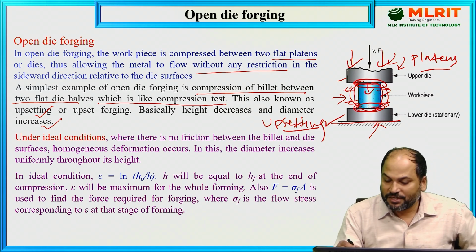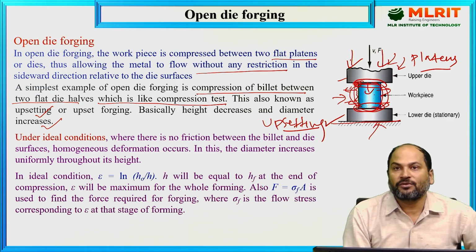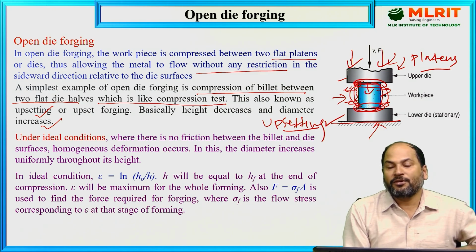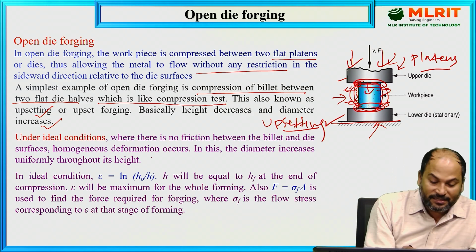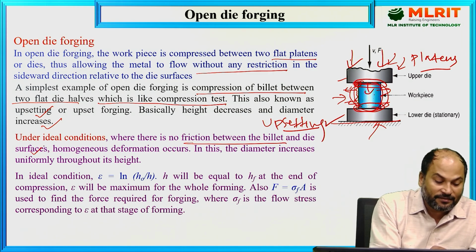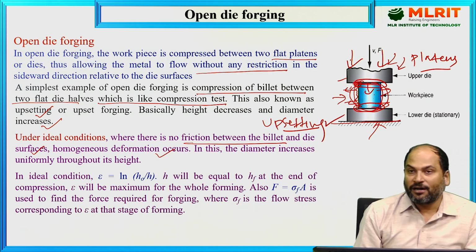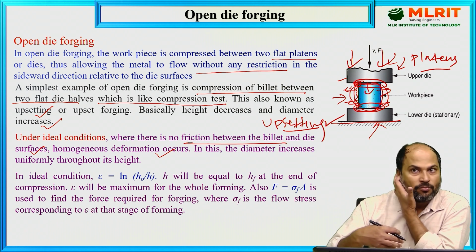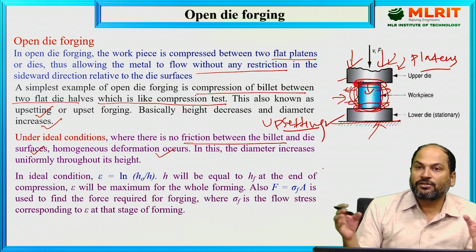Then the material flow in these sections and the material flow in this section is not going to be the same. Because of that, what will happen? The material will bulge out from the middle. That is given here. Where there is no friction between the billet and die surfaces, this is known as ideal condition. Homogeneous deformation occurs throughout. In this case, the diameter increases uniformly throughout its height.